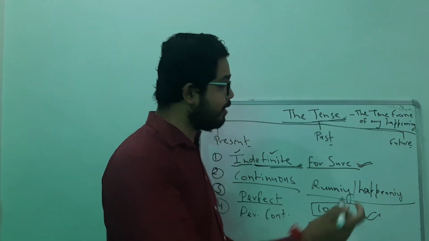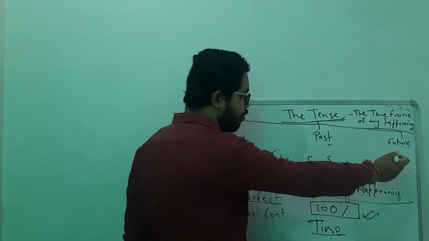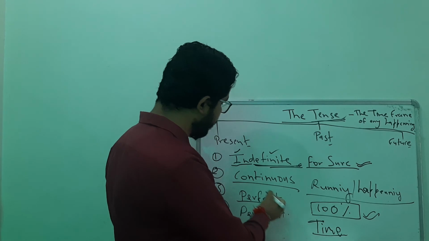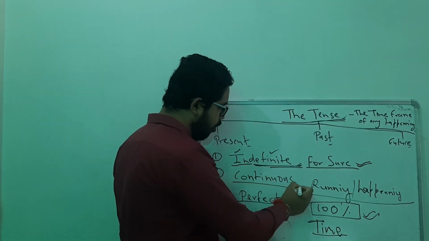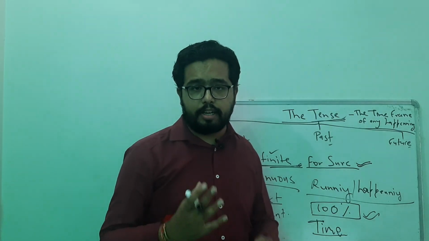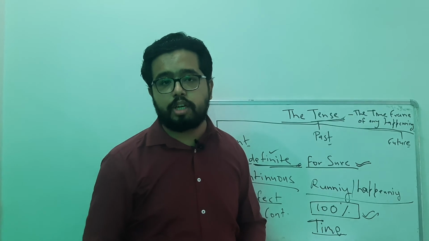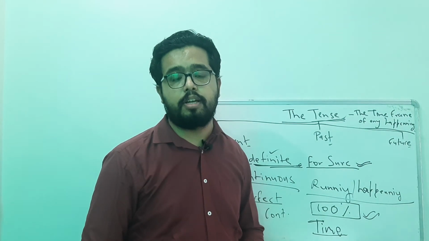So these are all examples of perfect continuous. We understand that tense has 3 parts: present, past and future, and they all have 4 parts: indefinite, continuous, perfect and perfect continuous. In today's lecture, this is all we are going to study, and in further lectures we will be studying more about tenses. Thank you.